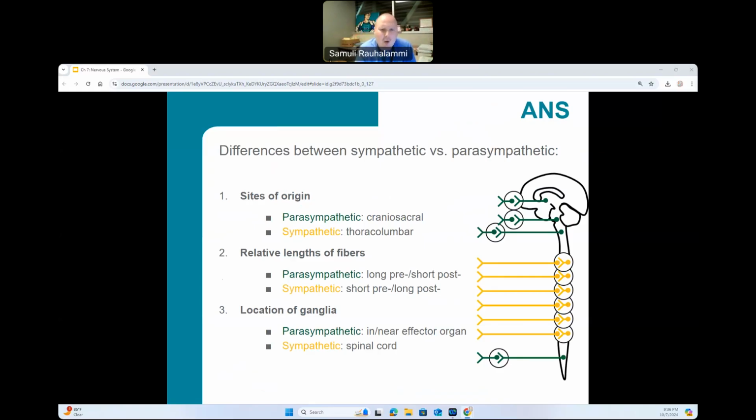Also, the ganglia location differs. Parasympathetic ganglia are located inside or very near to the effector organs, while the sympathetic ganglia lie close to the spinal cord. So I think that this is a particularly good diagram highlighting some of those.